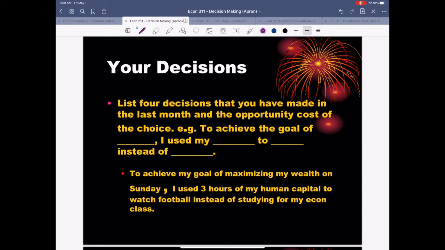And we can put this in the correct format so that we connect it with the decision-making apron. To achieve the goal of, and I want you to state a goal, I used my, state your resource there, to do what instead of what. And so this gives you the setup. You have your goal, you have your resource, you have your 2 alternatives. And I want you to do that so that you can see how the process can be applied to yourself. And once you see that, then you can get a sense of how you can bring it to your students.